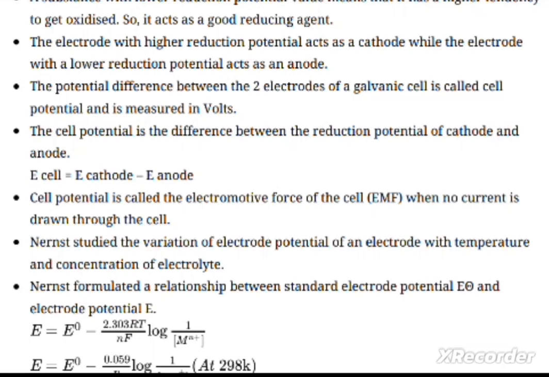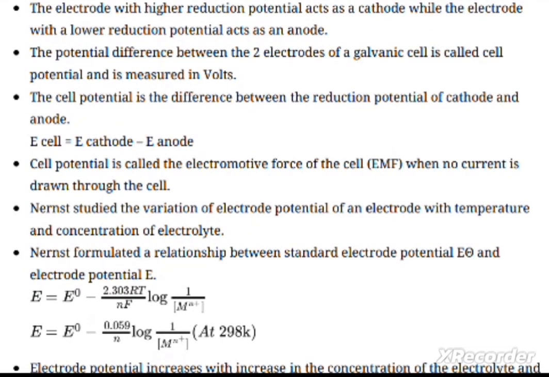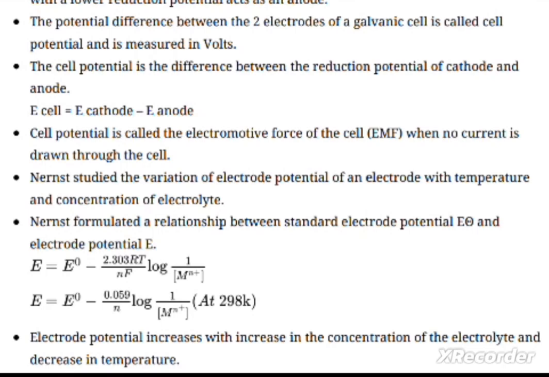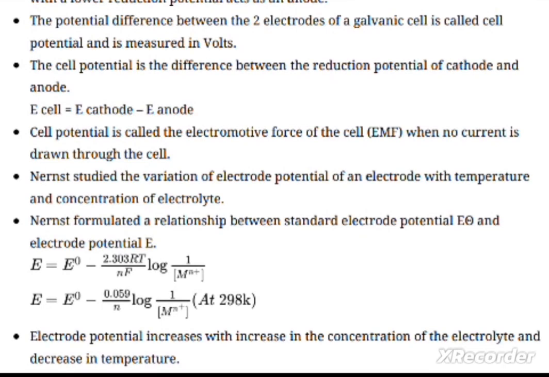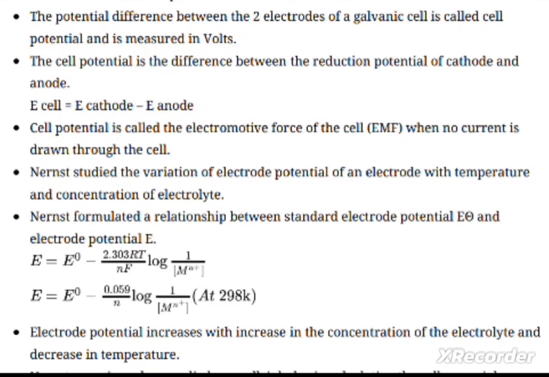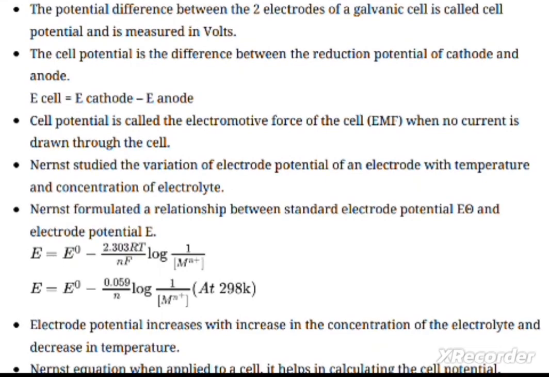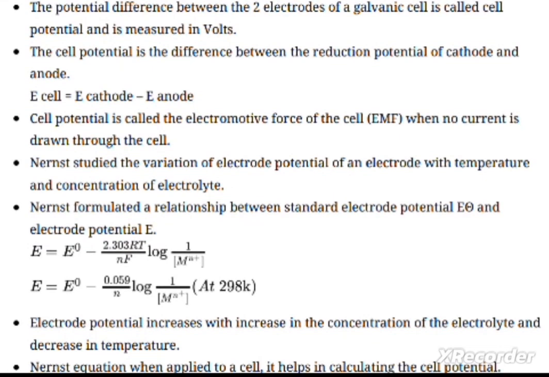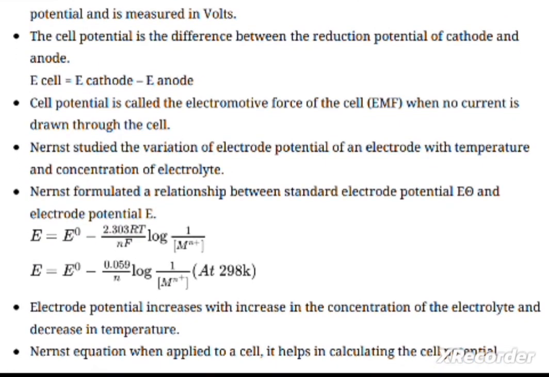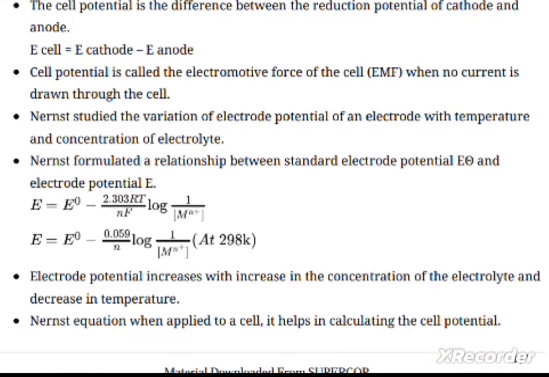The potential difference between the two electrodes of a galvanic cell is called cell potential, and it is measured in volt. In a galvanic cell, the cell potential is the difference between the reduction potentials of the cathode and anode. E cell equals E cathode minus E anode. Cell potential is called the electromotive force of the cell, EMF. What does EMF mean? Electromotive force is known as EMF.